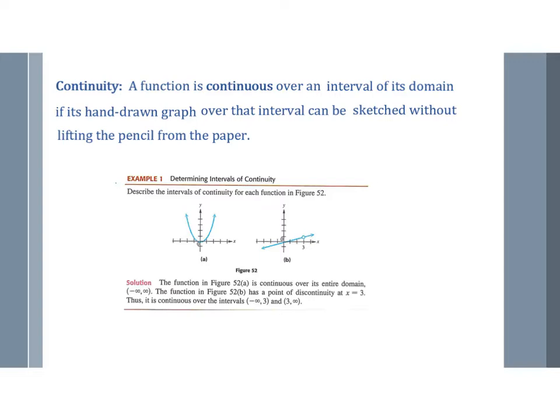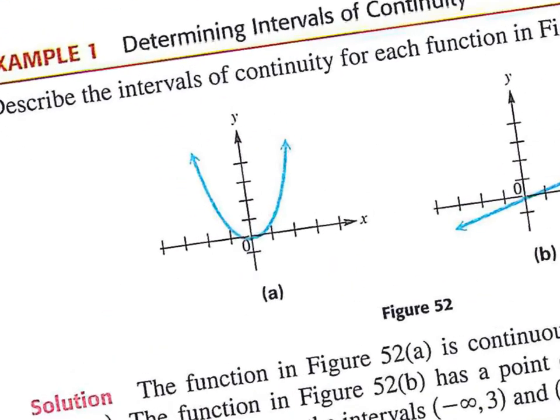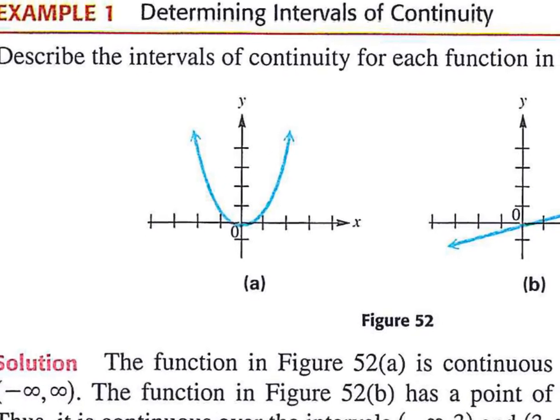And it's describing a function as being continuous over an interval of its domain. When you hand draw the graph, if you don't pick up your pencil, then the graph is continuous. As soon as you pick up your pencil and then start drawing another piece of the graph, that would be a discontinuous graph. So notice this one, the parabola shape here, when they went to graph it, they could draw this entire graph without ever lifting my stylus.